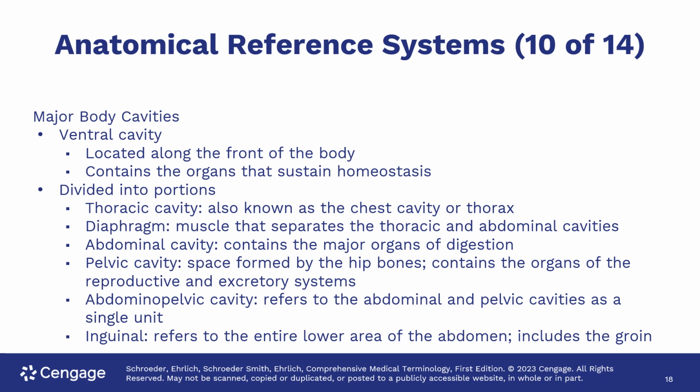The ventral cavity is in the front and has all the other organs. It's divided into several smaller cavities as well. Thoracic, which is the chest, also known as the thorax. Abdominal cavity that holds the organs of digestion. And the thoracic and abdominal cavities are divided by the diaphragm. The pelvic cavity is formed by the hip bones and has the reproductive and urinary organs.